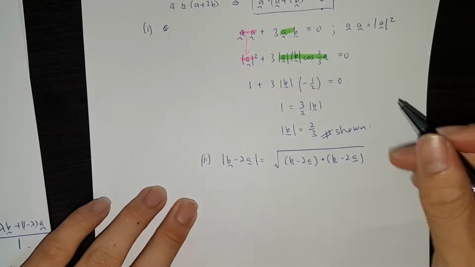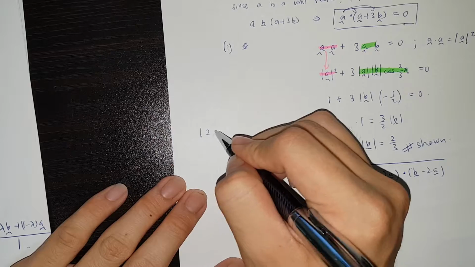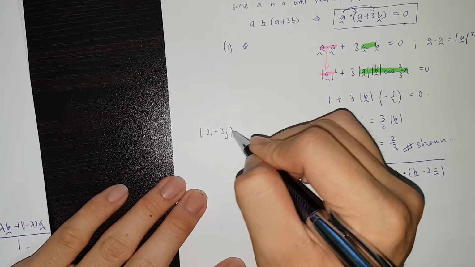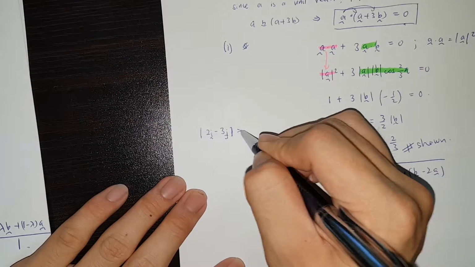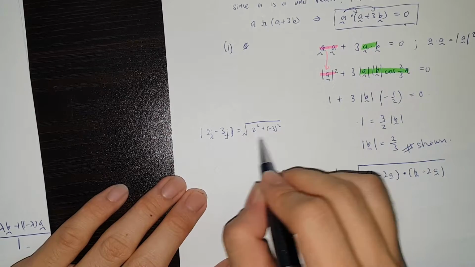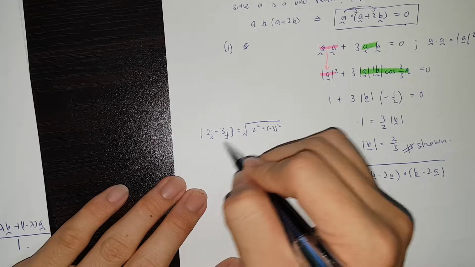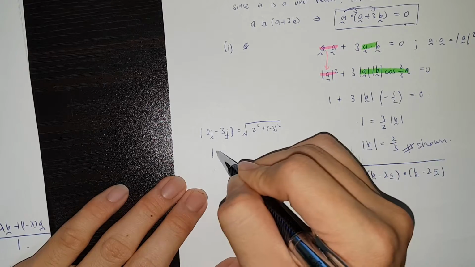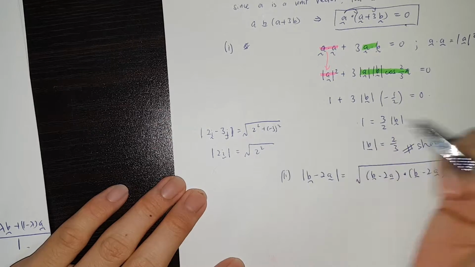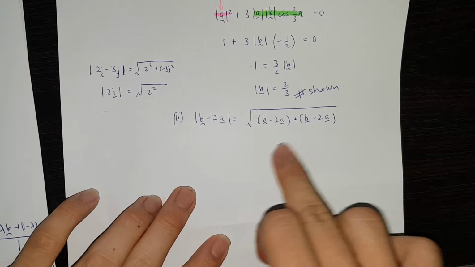Just remember that if you want to find, let's say, the modulus of 2i minus 3j, I will just get 2 squared plus negative 3 squared. So you square each component and add them all. It's something like that. Okay, so you just remember it like that.